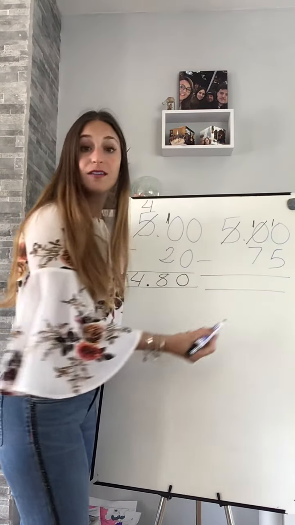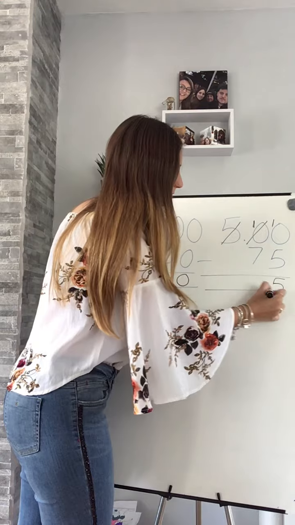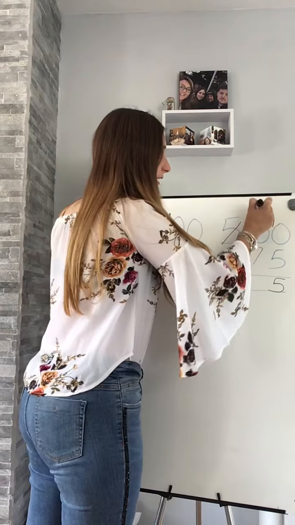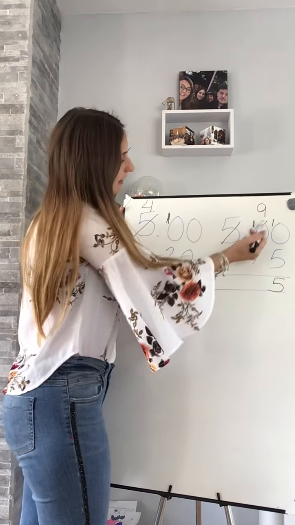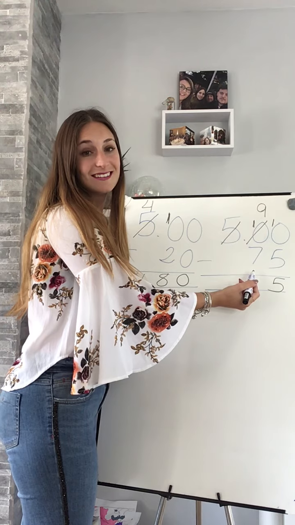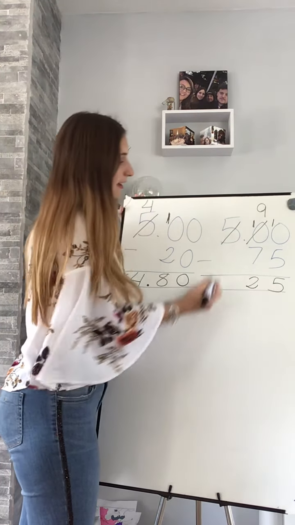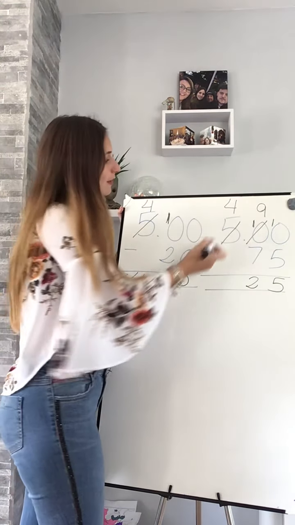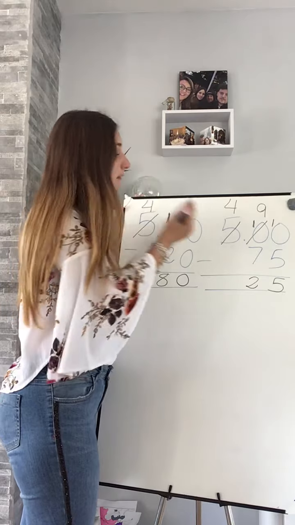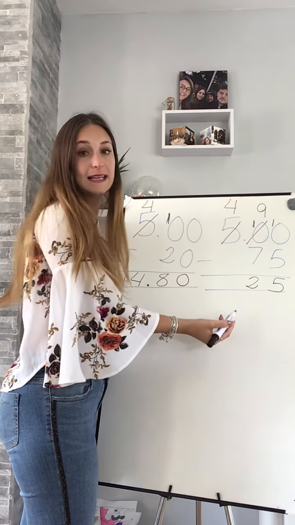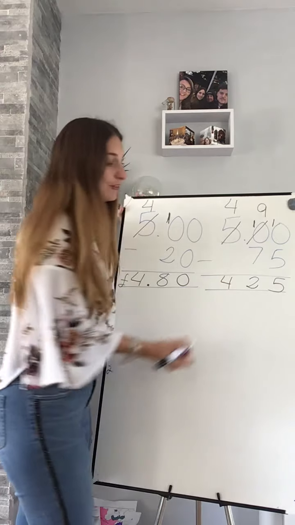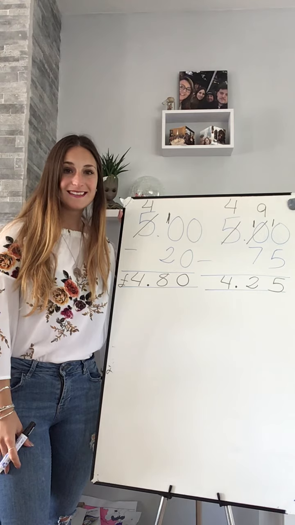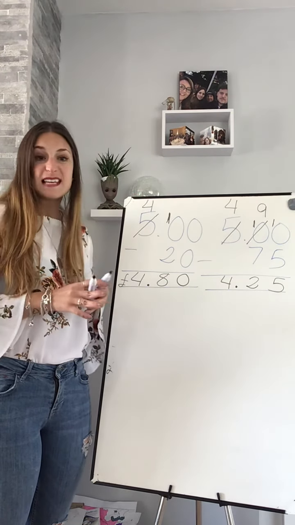10 take away 5 is 5. Now I have 10, but then I borrow 1, so now I have 9. Well done. 9 take away 7 is 2, super. And 5, but I borrowed 1, so I have 4. 4 take away nothing is 4. Well done. Okay, so that's your work. Right? Super. So quite easy, it's absolutely the same.